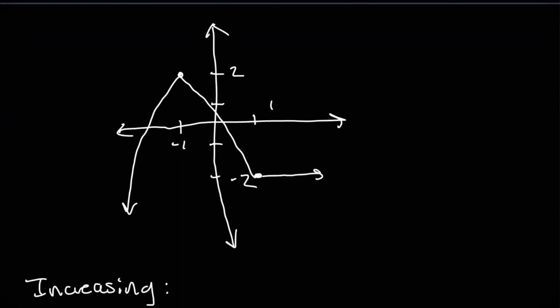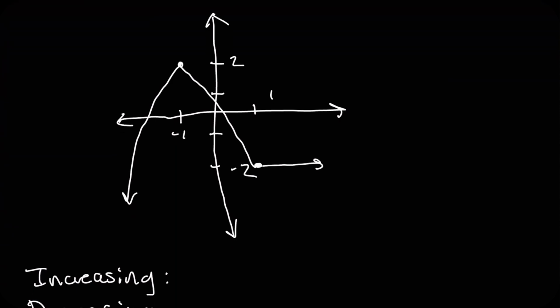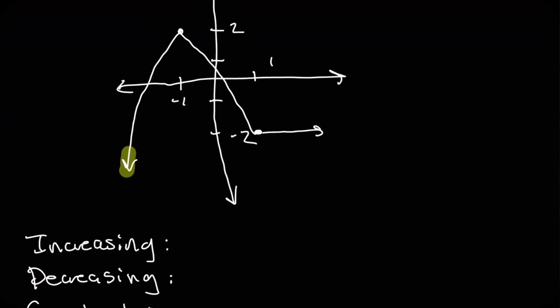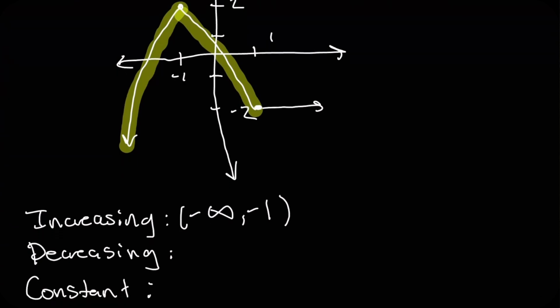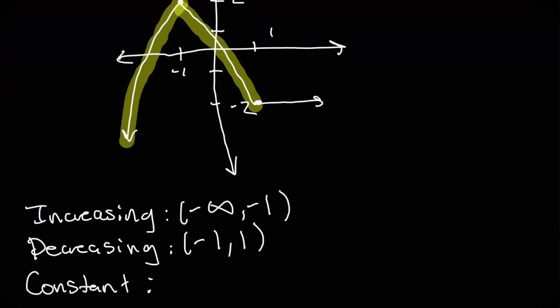How about this one? We have increasing from -infinity all the way to -1. So go ahead and write that. Increasing from -infinity to -1. And then we have decreasing from -1 to -2. -1 to, actually it is a +1. And then finally we have constant from our +1 all the way to +infinity.